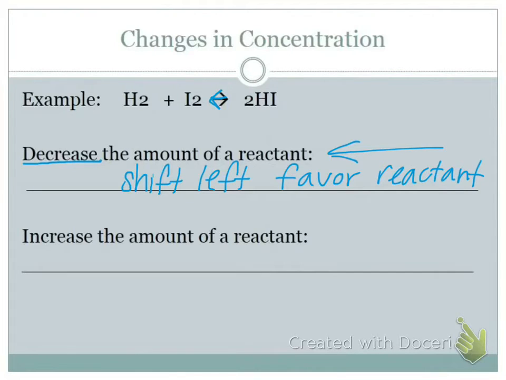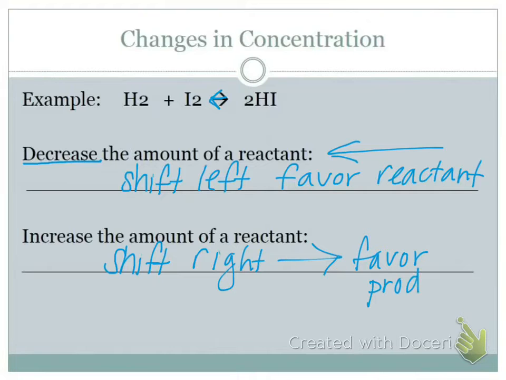What if I were to increase the reactant? It would shift right, because when I increase a concentration, it shifts away from it. So for the reactant to shift away from that, I'd be shifting right. That means I would favor products, so more HI would be formed. Okay? Does anybody have any questions on concentration changes? Okay.